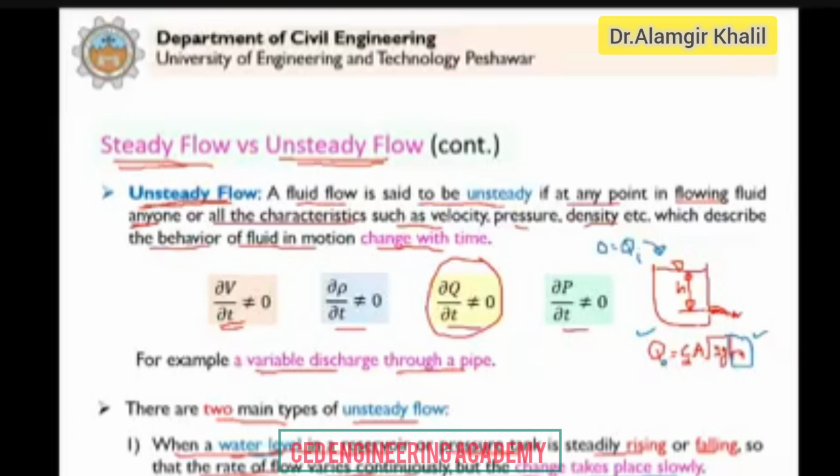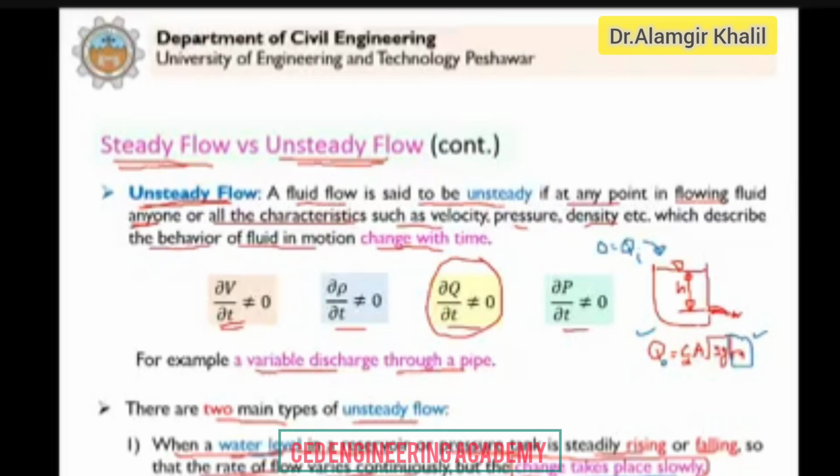So these are the two main types of unsteady flow problems. In the first case, for example, the water level rising or falling in a tank, the changes take place slowly. And when we are closing or opening a valve, the changes take place rapidly. These are the two main types of unsteady flow problems, and in this course, we are going to study both of them in detail.